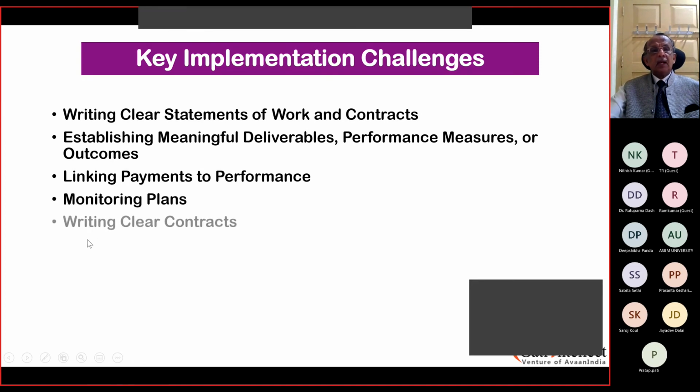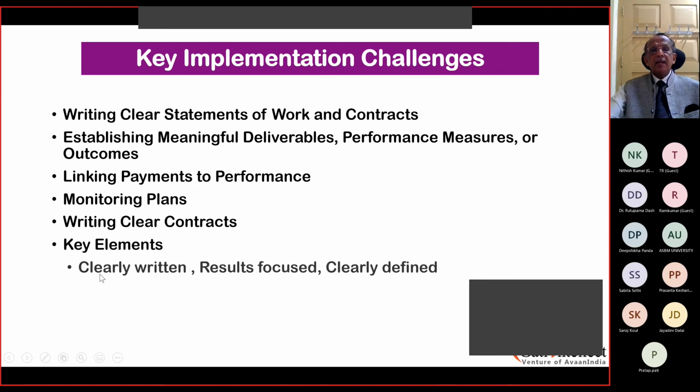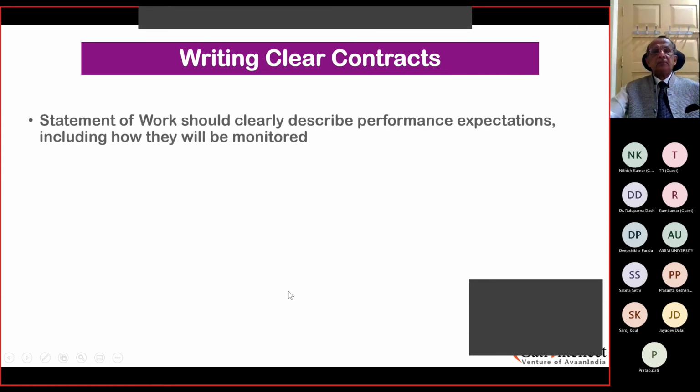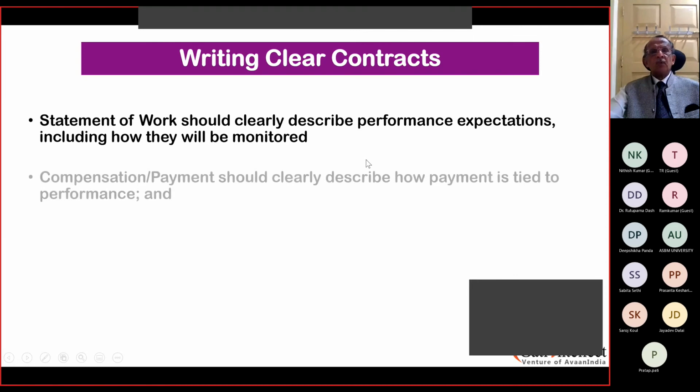Monitoring plans, writing clear contracts, key elements: okay, clearly written, result-oriented, clearly defined, complete and measurable. Okay, let's go back to writing clear contracts. How do you do that? The statement of work should clearly describe the performance expectations, including how they will be monitored. Okay, compensation payment should clearly describe how payment is tied to performance.